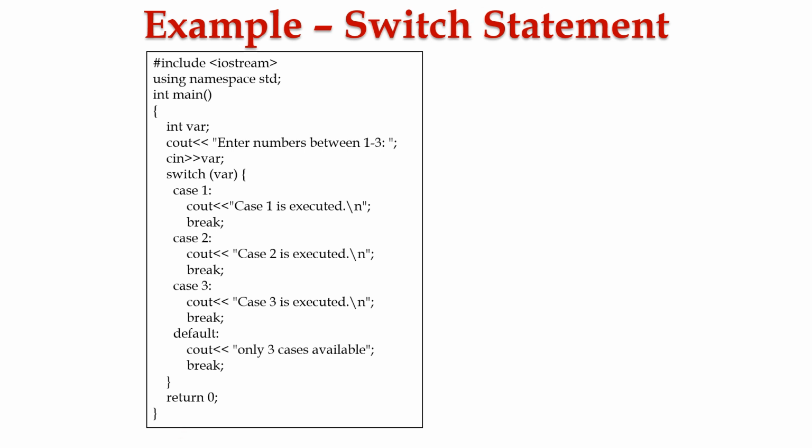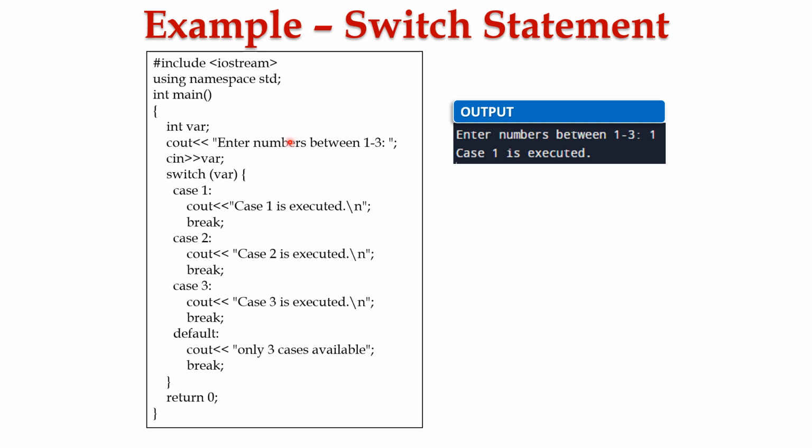Now let's see how the program gets executed. So enter numbers between 1 to 3 is being displayed to the user. The user has given the value 1. So the value of the variable has been retrieved by the program using cin statement. So now the switch case has the value 1. It matches with case 1. So we can display that case 1 is executed to the user and the program gets terminated here.